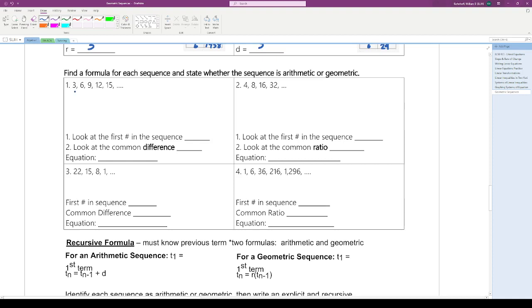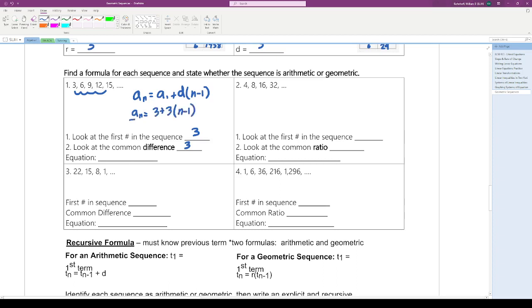So here we have plus 3, plus 3, plus 3, plus 3. So the first number in the sequence is a 3. The common difference is plus 3. So our equation, remember if we're going to write it in explicit form, it always looks like a_n equals our first term plus our common difference, so d, times n minus 1. If we know that our first term is 3 and our common difference is 3, that would be a_n equals 3 plus 3 times n minus 1.